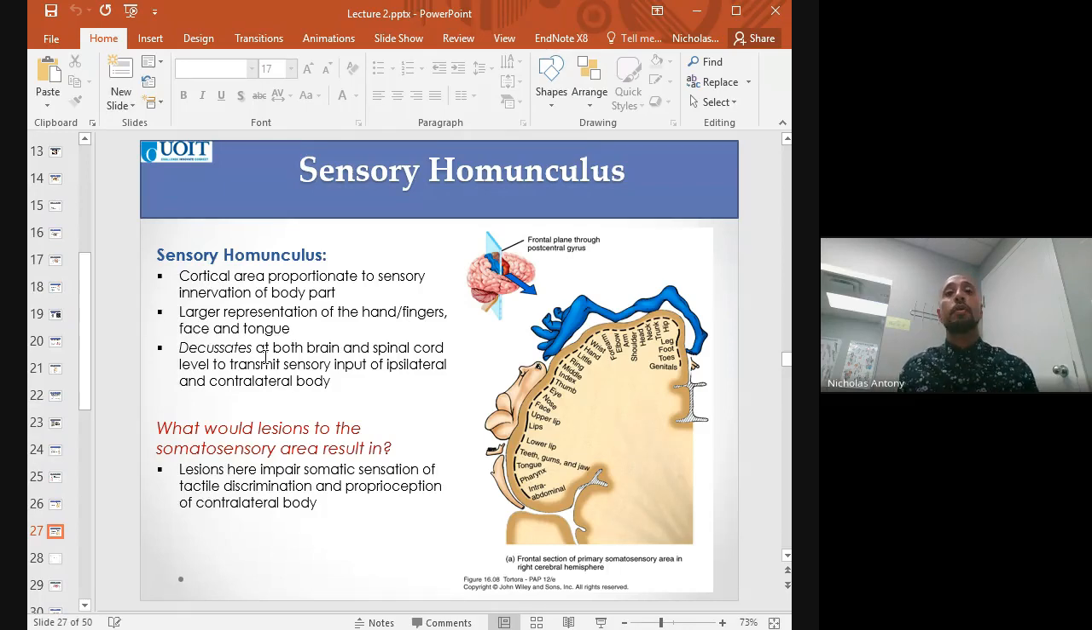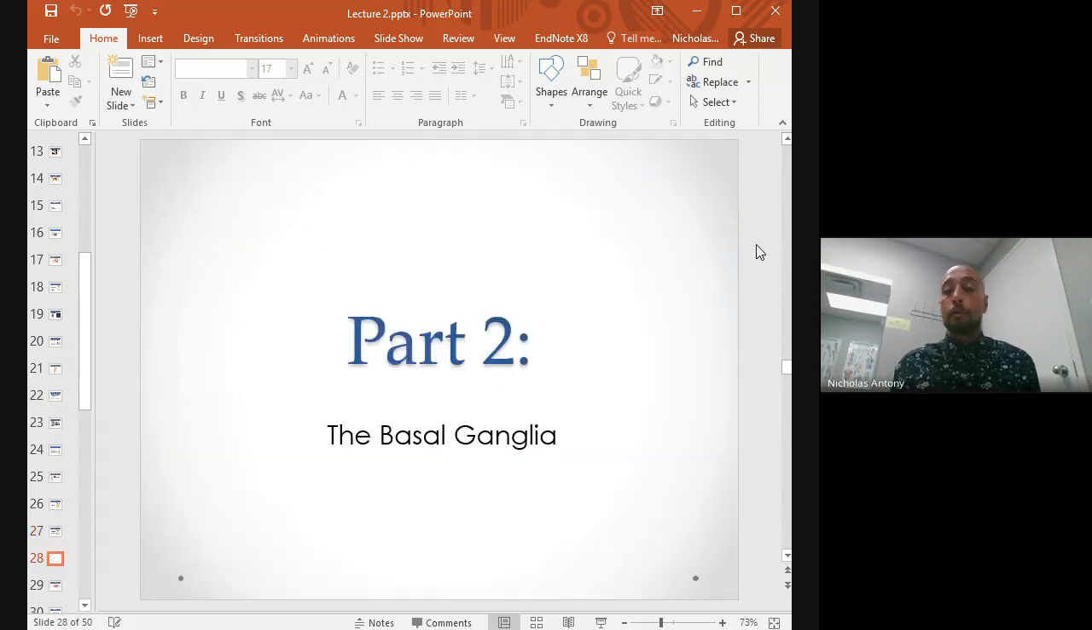We would not be able to discriminate senses of fine touch, proprioception, vibration, pain and temperature in that part of the body. So whatever part of the primary somatosensory area was injured, the part of the body associated with that area, we would lose our discriminative ability to feel those senses. Perfect. So those were the motor planning areas, our primary sensory area, right?